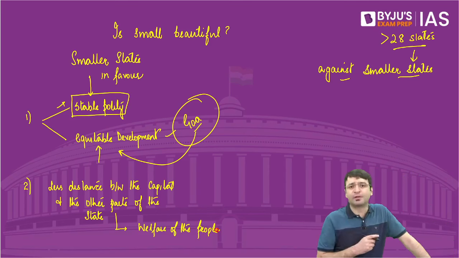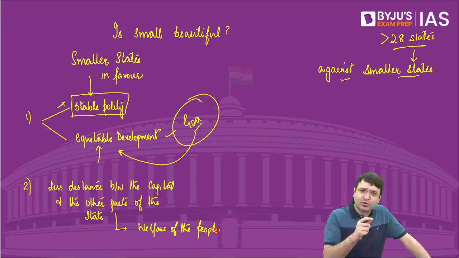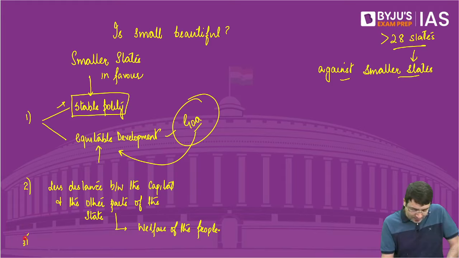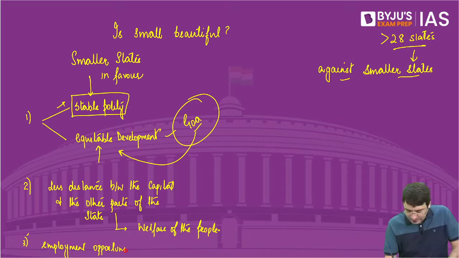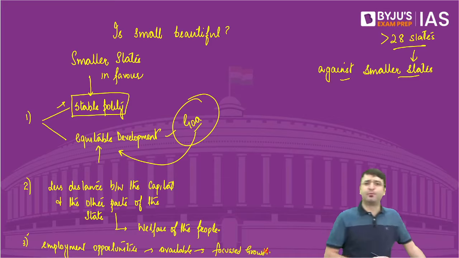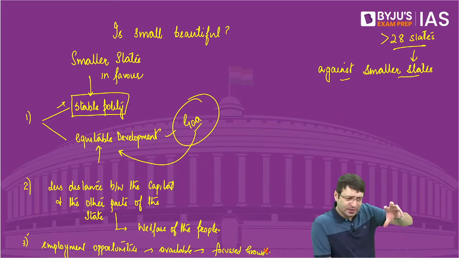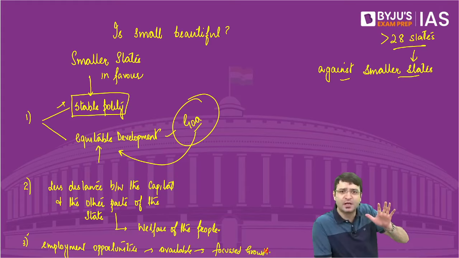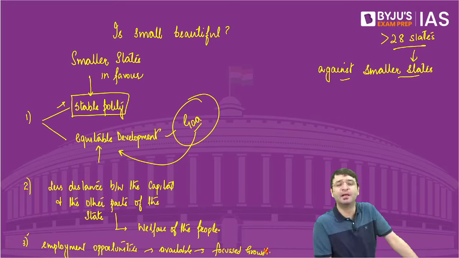A smaller state will also result in making employment opportunities available. There will be focused growth. Employment opportunities in the sense, if the state is smaller, this smaller state will cater to a small population area. Whatever jobs are required, those will be catered to by the existing population, which means we will ensure jobs for these individuals as well. The smaller the state, the better we will see the unemployment rate. That is why the unemployment rate in smaller states is lesser as compared to a bigger state.